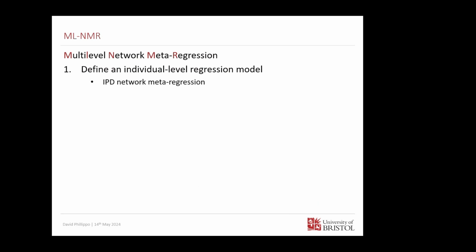So how does ML-NMR work? Well, first of all, we start off by defining an individual level regression model. And this is exactly the same as the IPD network meta-regression model that we would fit if we had IPD in all our studies. So for those of us in the room who like maths, like me, here is a nice formula for us. So at the individual level, we have outcomes Y for an individual i in study j on treatment arm k. And we have some likelihood distribution here at the individual level. And the parameter of that distribution we're going to model on this transformed linear predictor scale. So g is our link function. Eta here is the linear predictor.